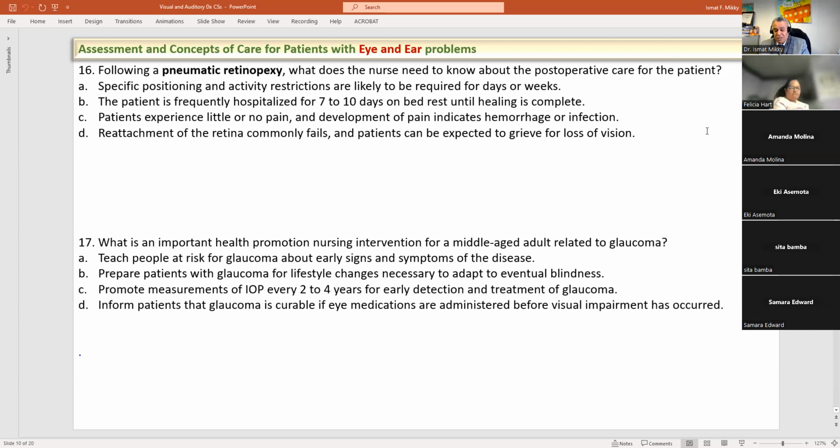17, the answer is... so health promotion, nursing intervention for a middle-aged adult related to glaucoma. So this is a good application question.